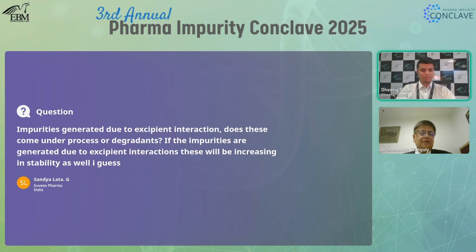The question is: impurities generated due to excipient interaction, do these come under process impurities or degradants? If the impurities are generated due to excipient interactions, these will be increasing in stability as well, I guess. Yes, you have to control this impurity. This is very common, for example lactose Maillard reactions. But these are not process impurities. You have to show control of this impurity; this type of impurity must be controlled in the specification.